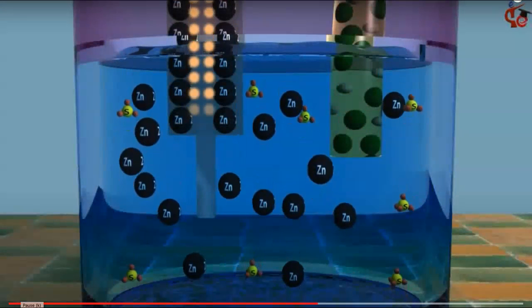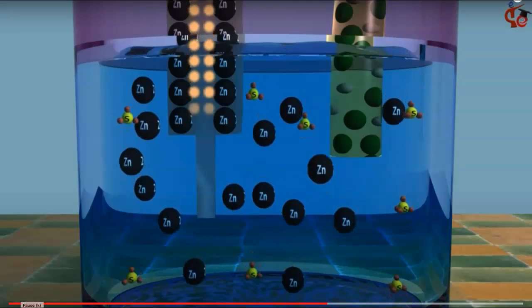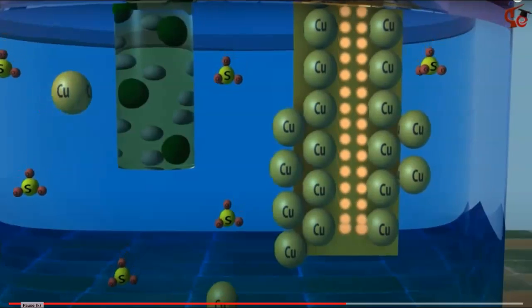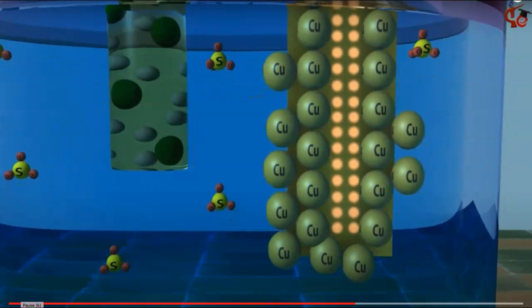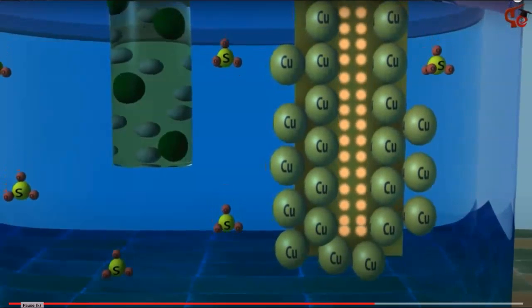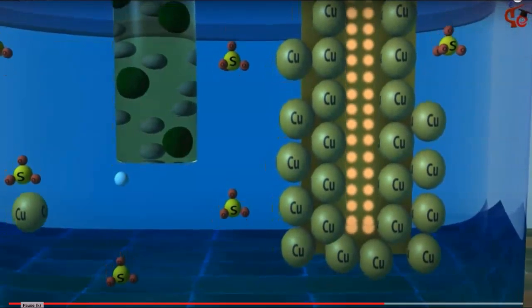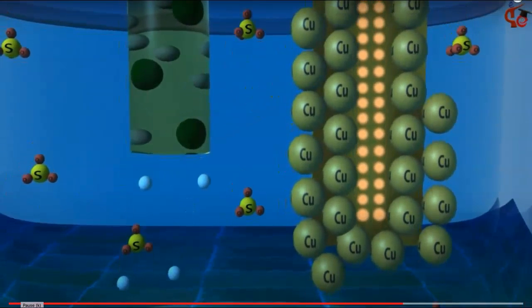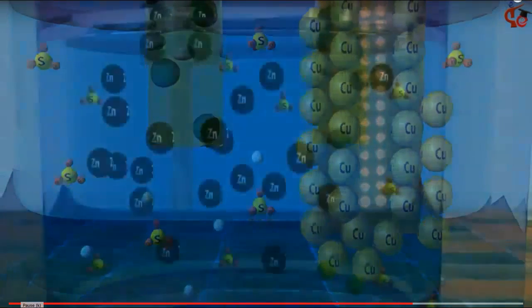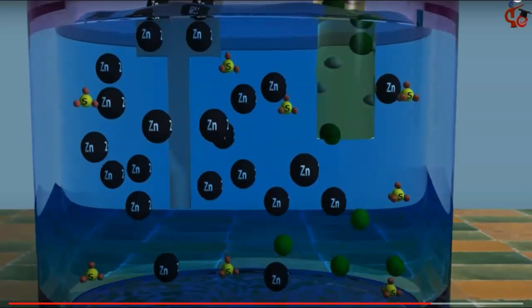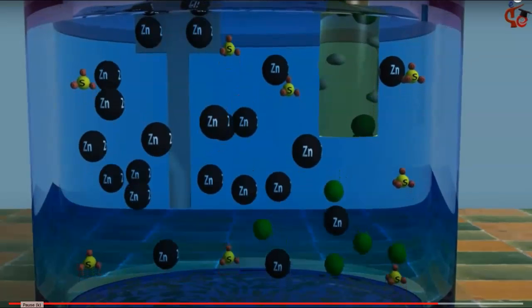As the reaction continues, excess positive zinc ions build up in the zinc solution. At the same time, the loss of copper ions from the copper sulfate solution creates an excess of negative sulfate ions. Positive sodium ions migrate into the copper sulfate solution from the salt bridge, while negative chloride ions migrate from the salt bridge to the zinc solution. This keeps the solutions neutral.